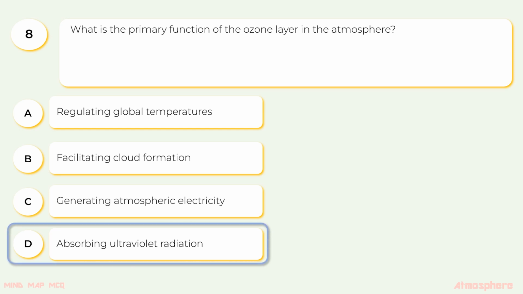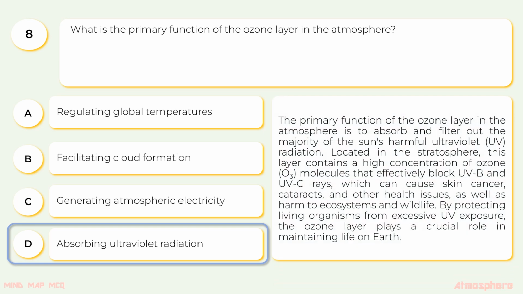Absorbing ultraviolet radiation. The primary function of the ozone layer in the atmosphere is to absorb and filter out the majority of the sun's harmful ultraviolet radiation. Located in the stratosphere, this layer contains a high concentration of ozone molecules that effectively block UVB and UVC rays, which can cause skin cancer, cataracts and other health issues, as well as harm to ecosystems and wildlife. By protecting living organisms from excessive UV exposure, the ozone layer plays a crucial role in maintaining life on Earth.